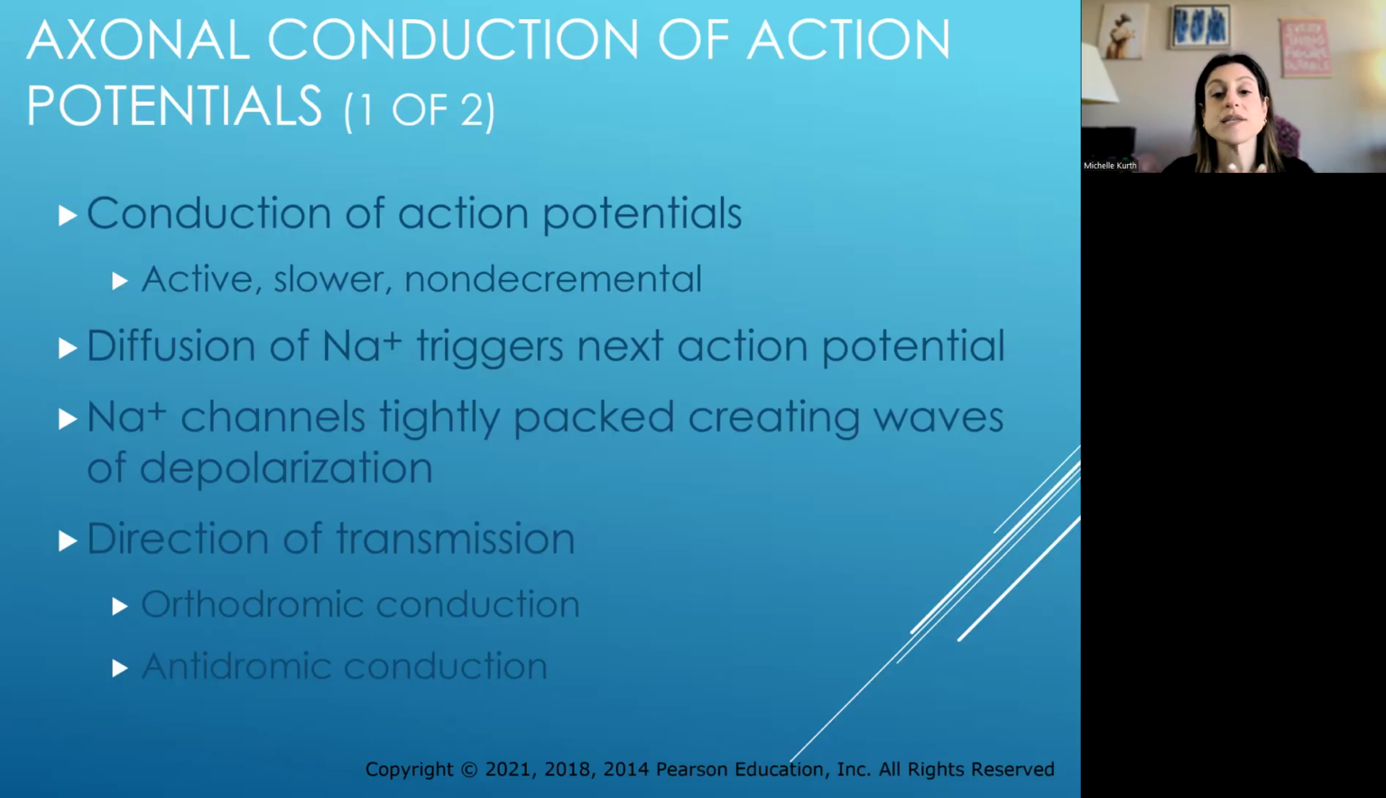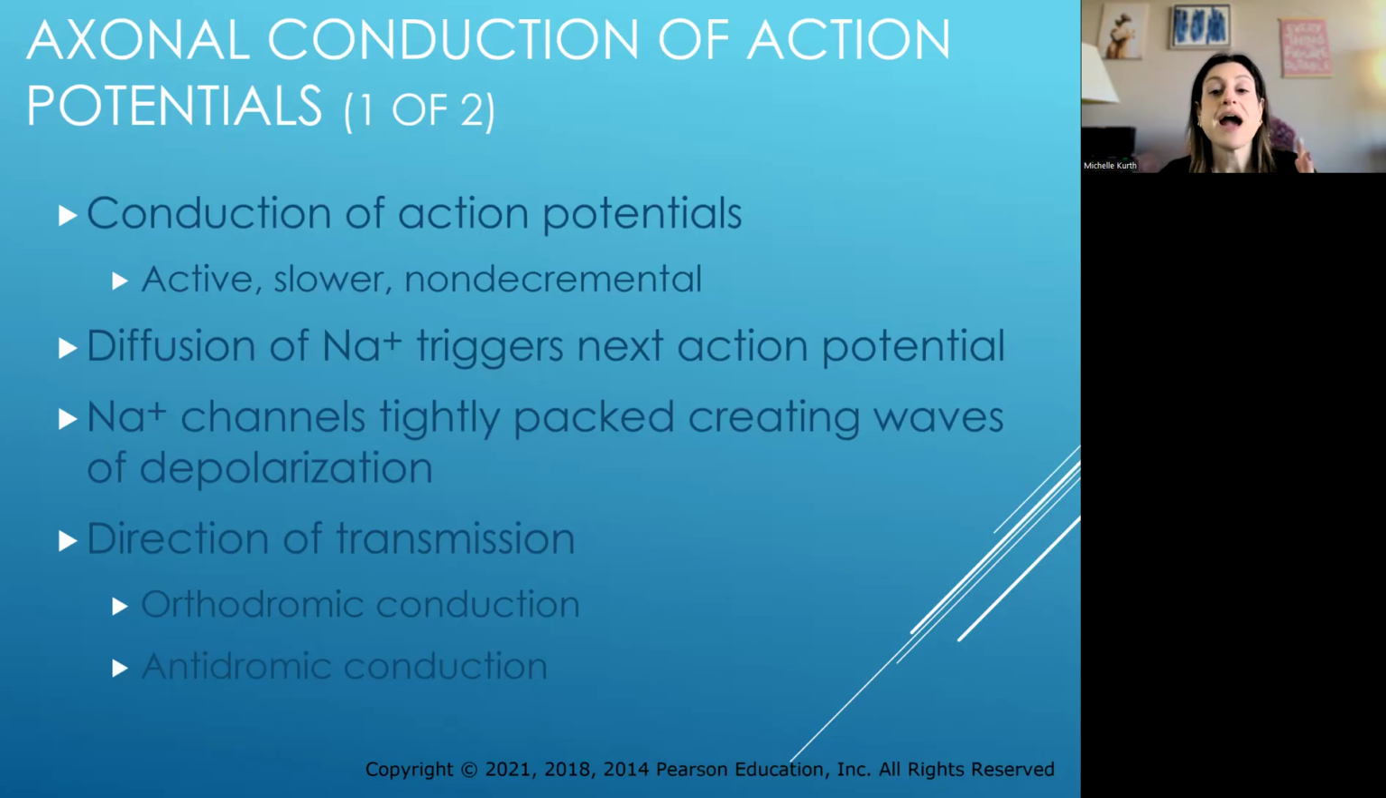Now, here's how it works. When sodium rushes in at one section of the axon, some of those sodium ions actually diffuse onto the next section. And this depolarizes the next patch of membrane, which opens its sodium channels, creating a new action potential. So it's like a row of falling dominoes, right? One falling knocks over the next, and so on and so forth. Now, because these sodium channels are so densely packed along this axon, this creates a continuous wave of depolarization moving forward. That's how the signal keeps regenerating itself all the way down that axon.